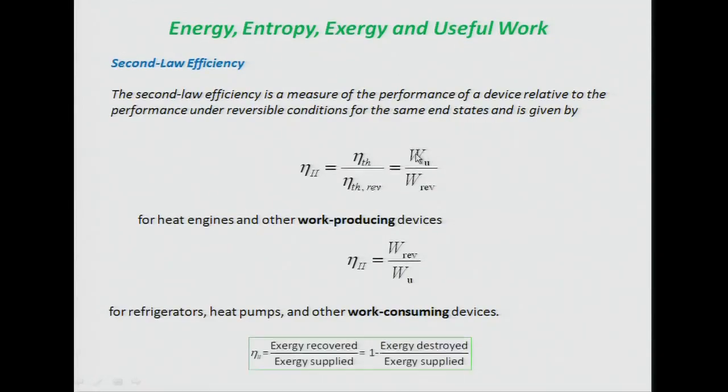So you can say, this is my useful work out. This is my reversible work out. So this is a system which has irreversibilities. This is work done by the system that is reversible, if we have work-producing devices. If we have devices like heat pumps and refrigerators, we switch this around, and the second law efficiency is the reversible work divided by the irreversible work put in.